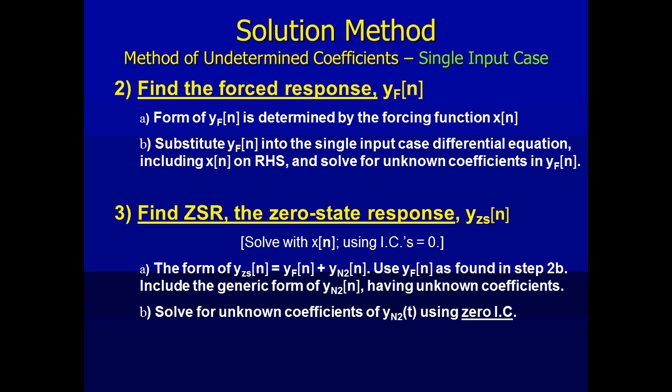K2. So we're going to solve for this, just like we did over here, using initial conditions, but the initial condition that we use has to be the one that's appropriate for a zero state response. For a zero state response, we're assuming the system is relaxed, which means all the initial conditions have to be zero.